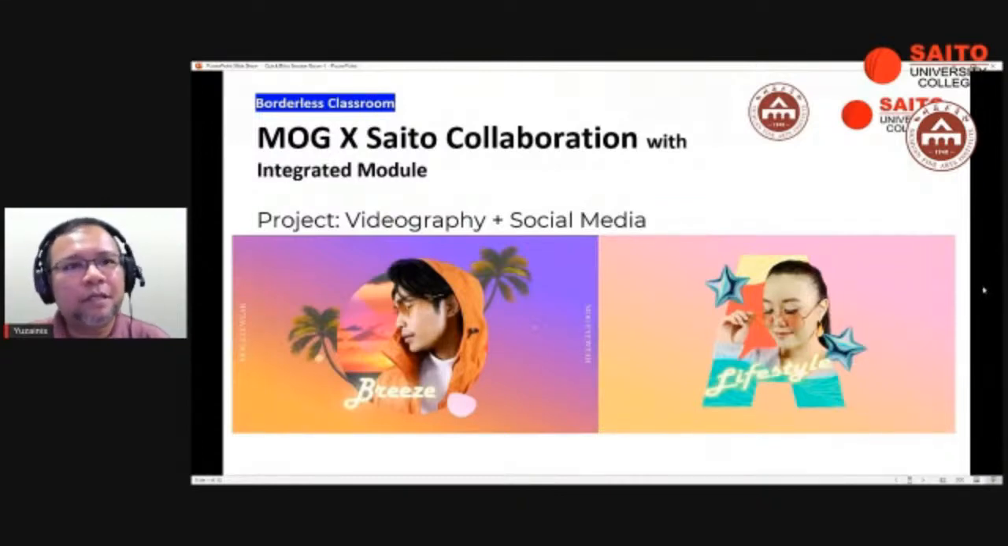Okay, as you can see, we have a borderless classroom experience in Saito University College. What it means is we expose students to not just in the class activities or class assignments, we also involve students with outside projects, and I mean real life projects, and even competitions and stuff like that.